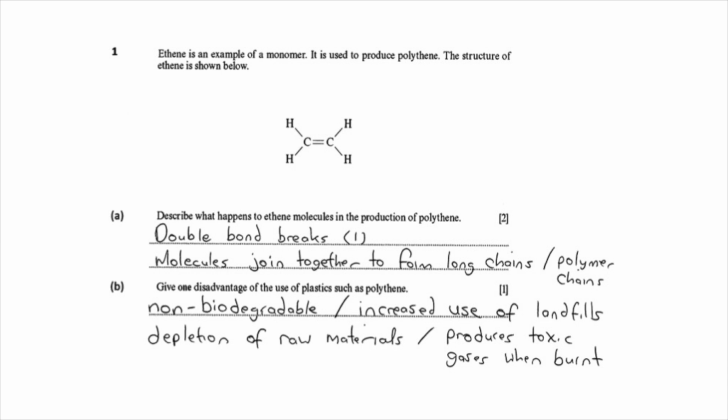And then for part B, you're asked to give 1 disadvantage of the use of plastics, such as polythene. If you said that they're non-biodegradable, they don't rot away, or you said that there's increased use of landfills because they don't rot away, in other words, or you said that there's depletion of raw materials, such as oil, because oil is used to make plastics, or you said that when you burn them, they give off toxic fumes, any of those answers will give you a mark.